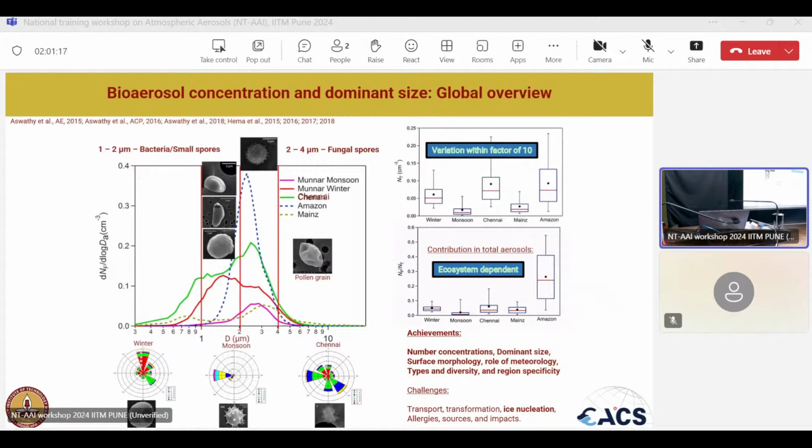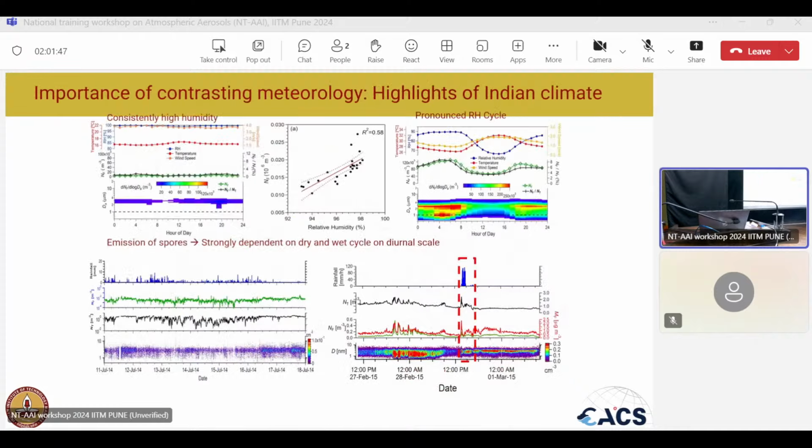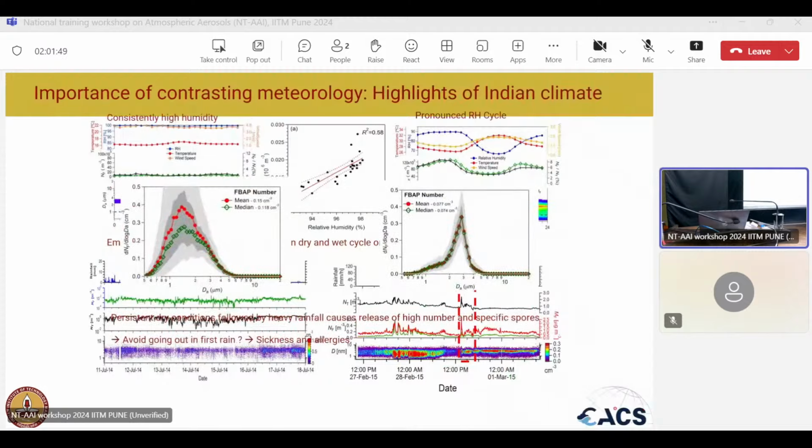you could only look into the size distribution here and say that, okay, this peak probably belongs to bacteria or small spores. This peak probably belongs to the fungal spores. That is confirmed. This is pollen grain on this side. And then you could simply quantify the total number and the fraction of bioaerosol. What I see is that, of course, Amazon being a tropical forest, will have a higher fraction of bioaerosol. And then nothing more can really be looked into. This is how the simple results look.